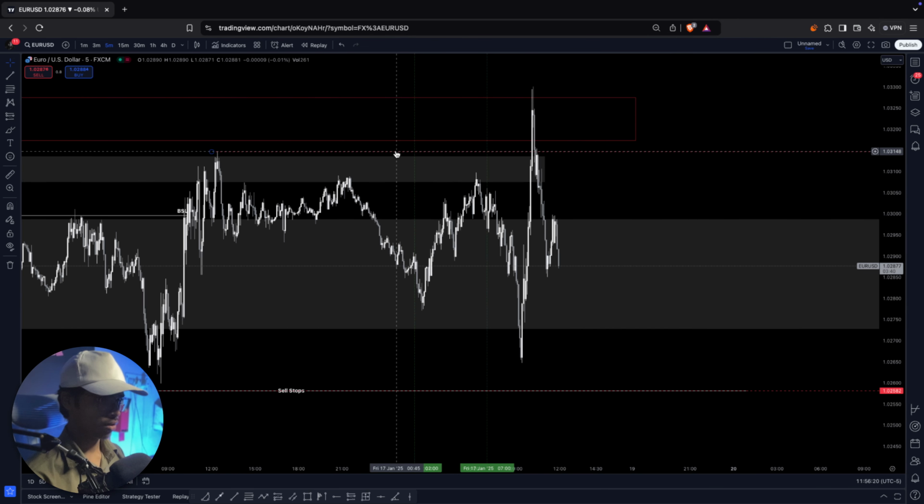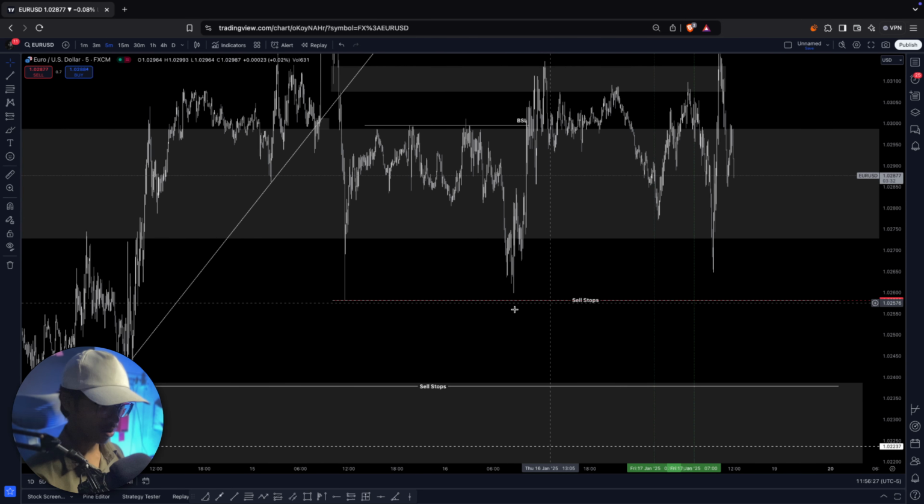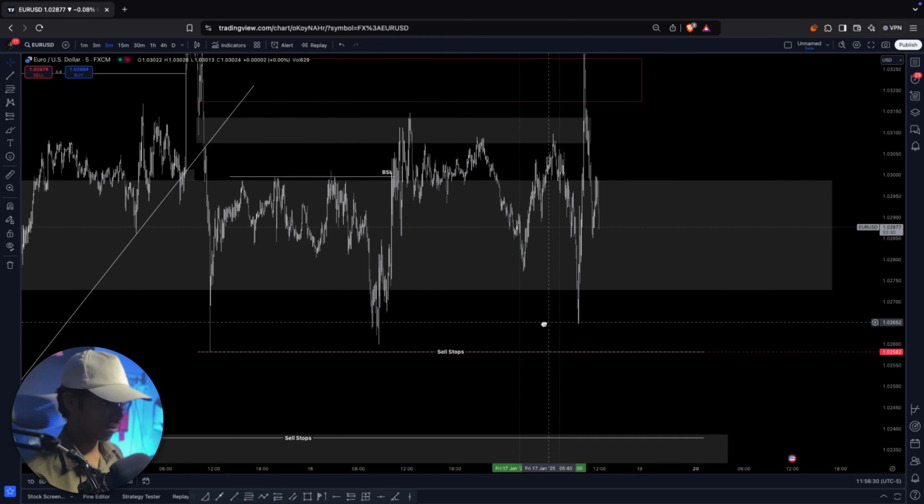Okay, so I hope you can see that this is sell side liquidity which was taken, so now it is also not important. Okay, and the sell stops are still maintained. Sell stops are still maintained. You guys can see this.